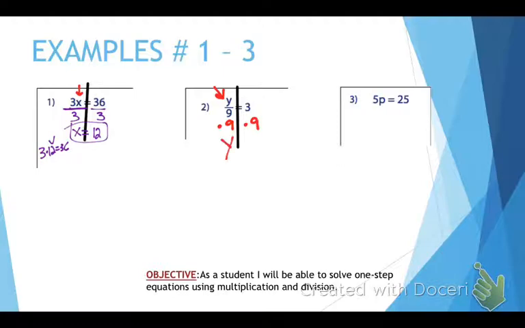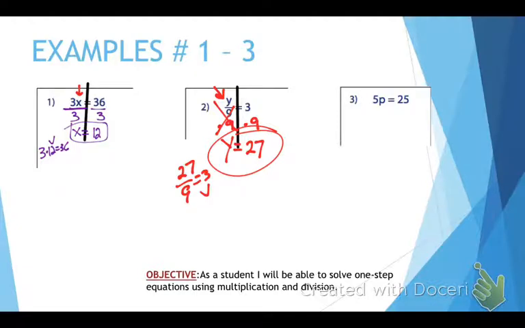That's going to give us a y. So this is going to cross out except for the y. And y equals 3 times 9, which is 27. Double check it. Does 27 over 9 equal 3? Yep, sure does. So we checked it. Circle our answer. We're good to go.